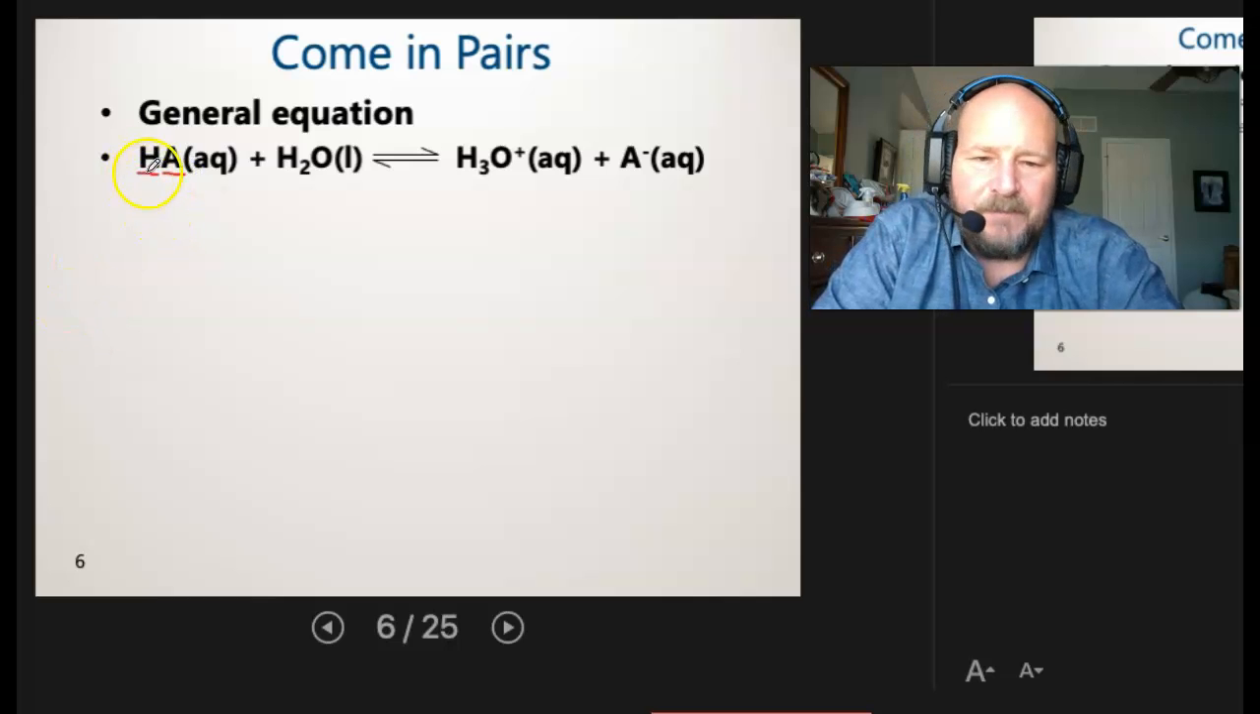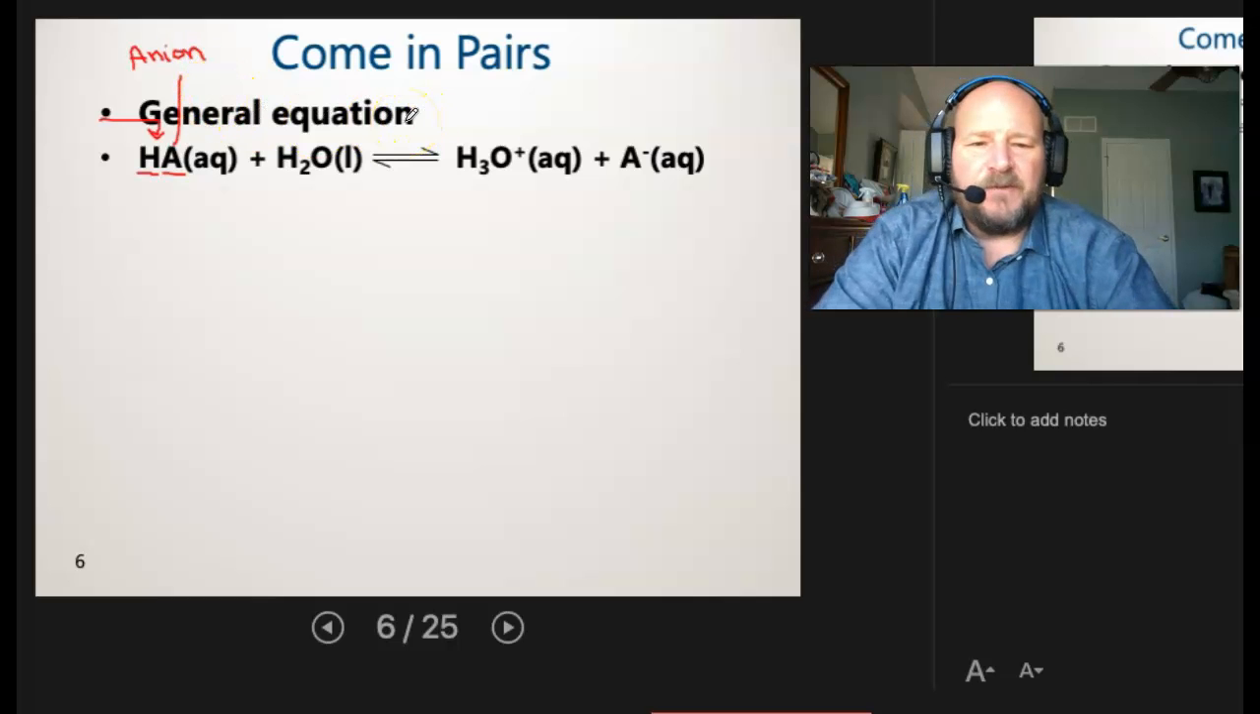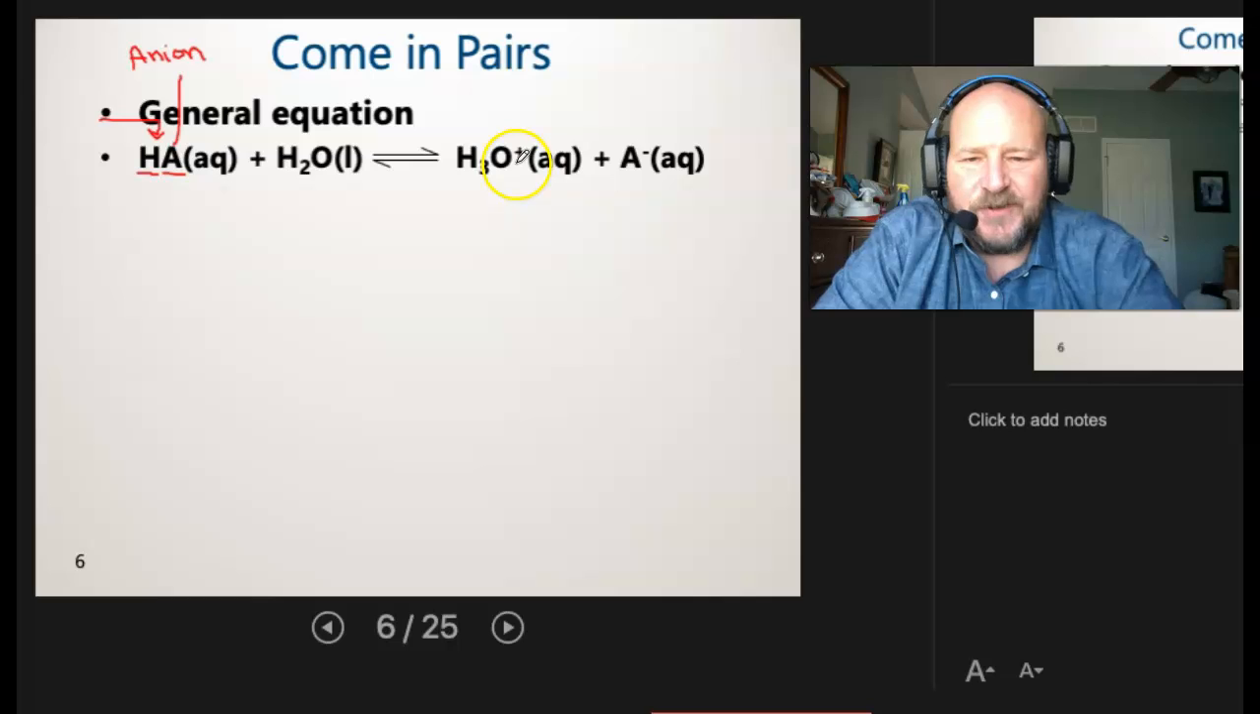Now, this is a monatomic here, right? We have one hydrogen, or monoprotic, if you will. The A is simply anion. So it can be any anion we choose. Okay? When we mix that with water, we're going to form H3O plus and A minus.